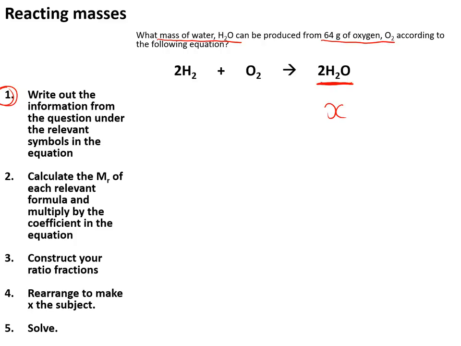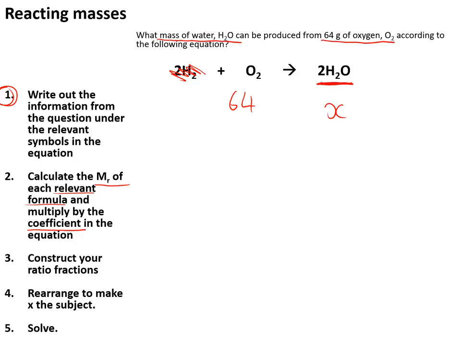But for oxygen, we do know something. It says 64 grams. So we're going to put 64 for oxygen. Everything else can be ignored. We don't need to think about hydrogen at all because it's not mentioned in the question. So we can just scribble it out and pretend it's not there. Next thing is it says calculate the MR of each of the relevant formulas. And multiply by the coefficient in the equation.